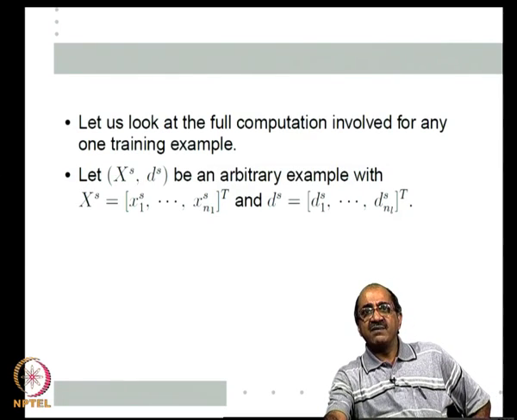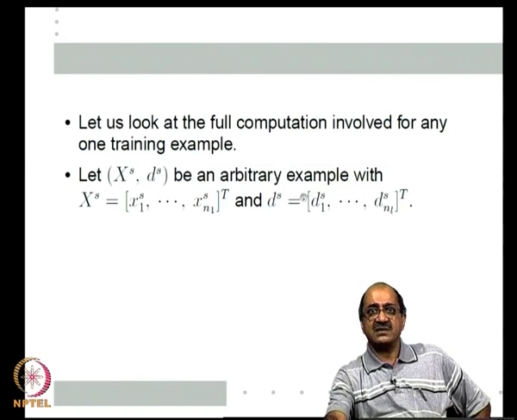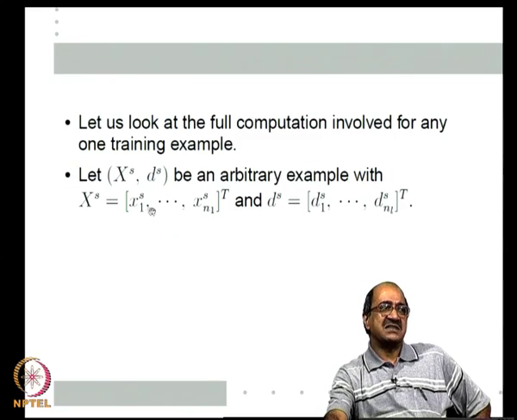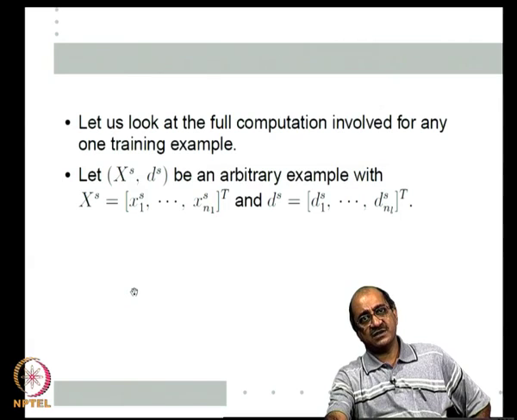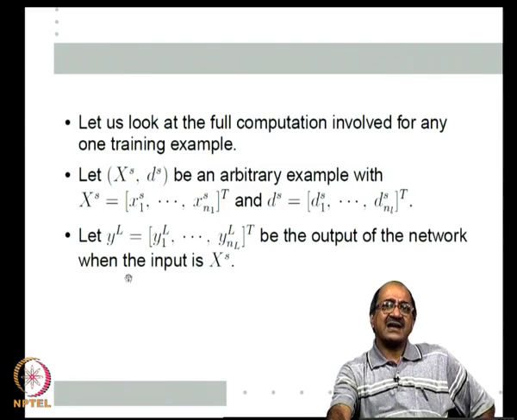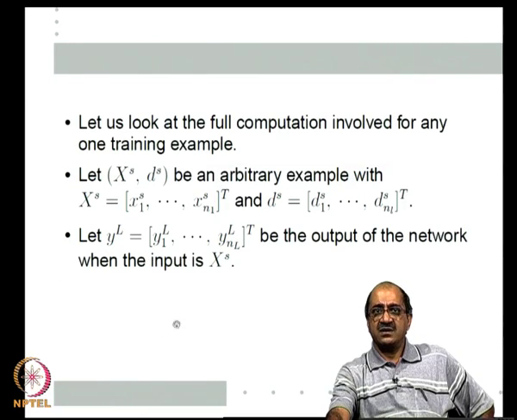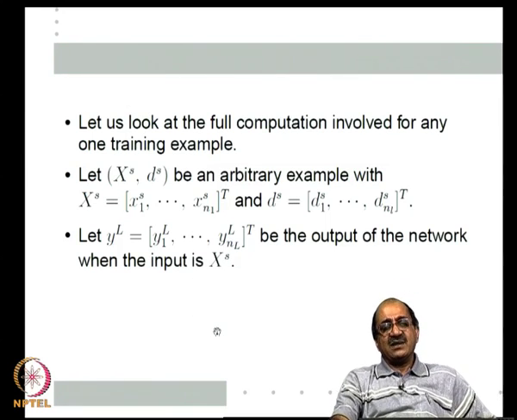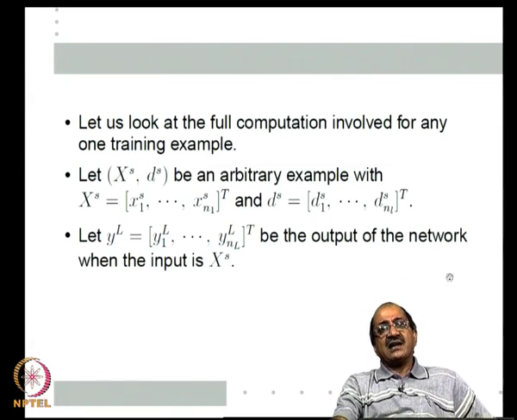And D will have n_L components, capital L components, once again notation, that is the desired output. Essentially, we are learning a function from n1-dimensional space to n_L-dimensional space. So, what do we first have to do? We first have to calculate the output of the network Y^L, which will have n_L components, when the inputs are x's. So, I will put x's at the inputs and successively calculate the outputs.